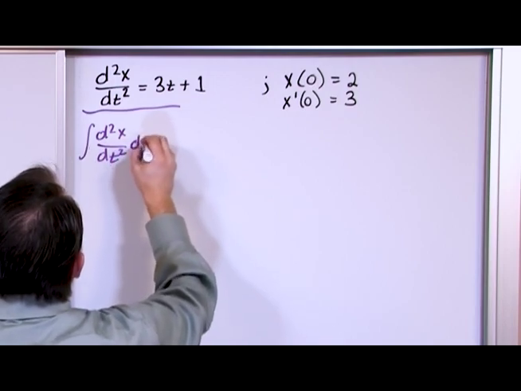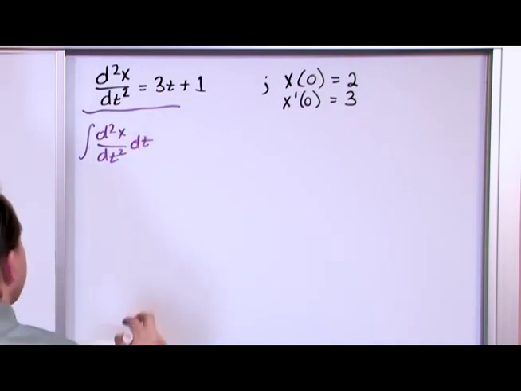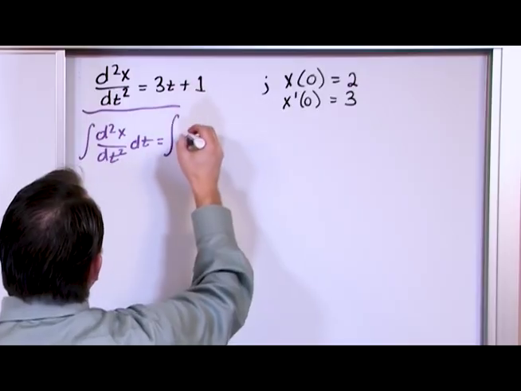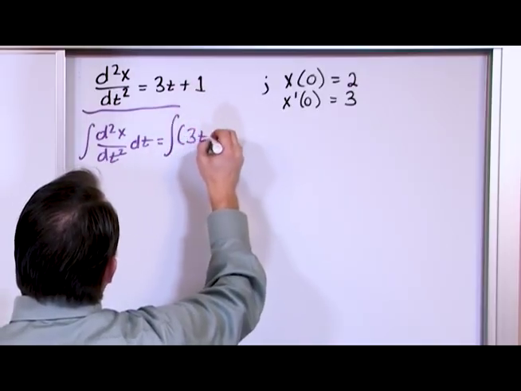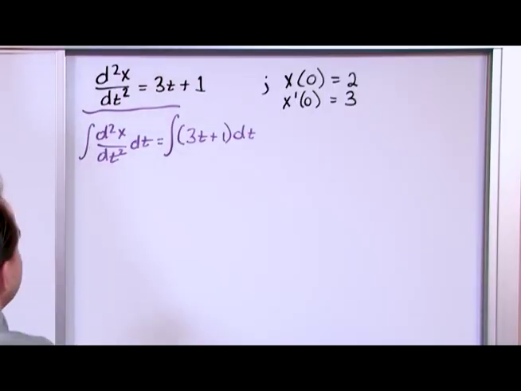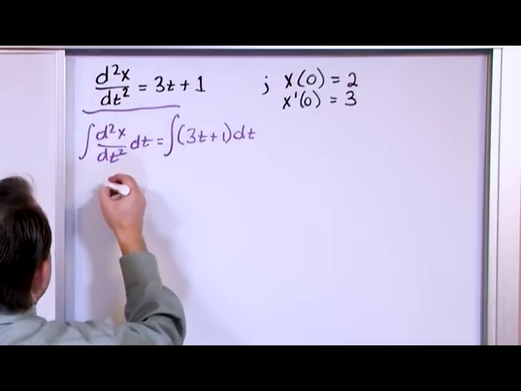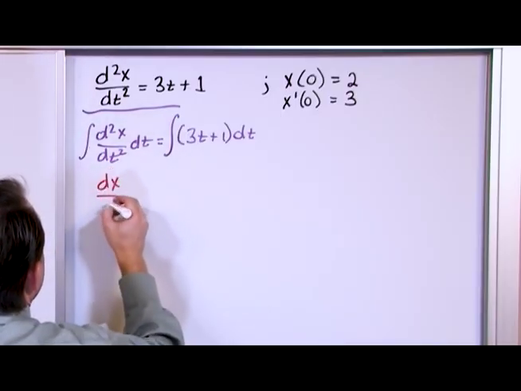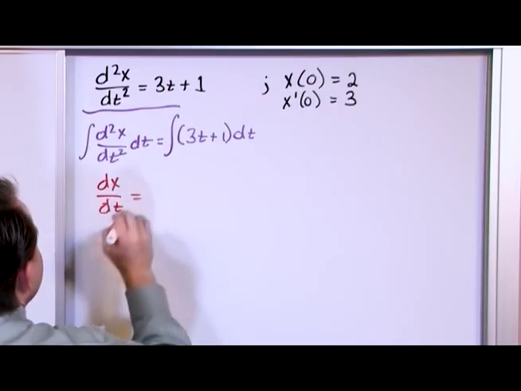I'm going to integrate with respect to time because that's what the derivative is with respect to, and I'm going to carry that integral over to 3t plus 1 dt. And so what I'm going to end up with on the left-hand side is I'm going to take the second derivative, and it's going to turn into a first derivative because I've taken one integral. So I'm done on the left-hand side.